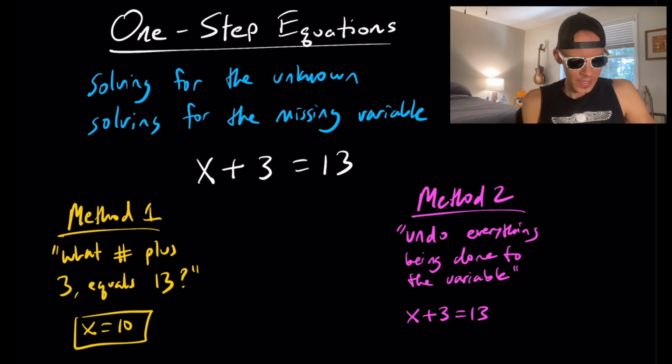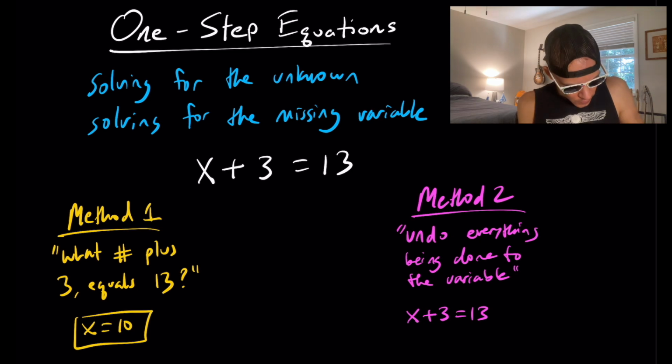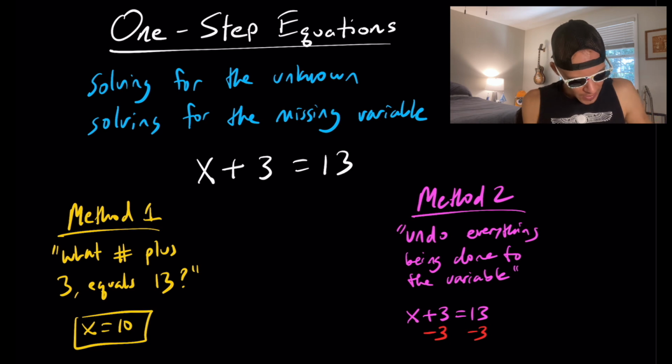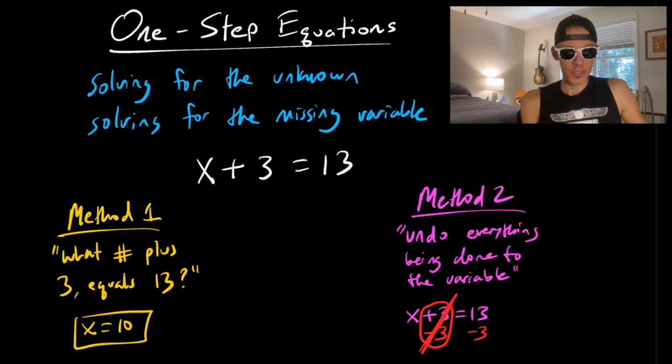Well, what's happening to this x right here? Well, we're adding 3 to it. So how do I undo adding 3? Well, I subtract 3. So I'm going to subtract 3, and I'm going to do it on both sides, because whatever we do to one side, we have to do to the other side to balance things out. And so what's going to happen here, this plus 3 and this minus 3, they're going to cancel each other out. That's going to go to 0.